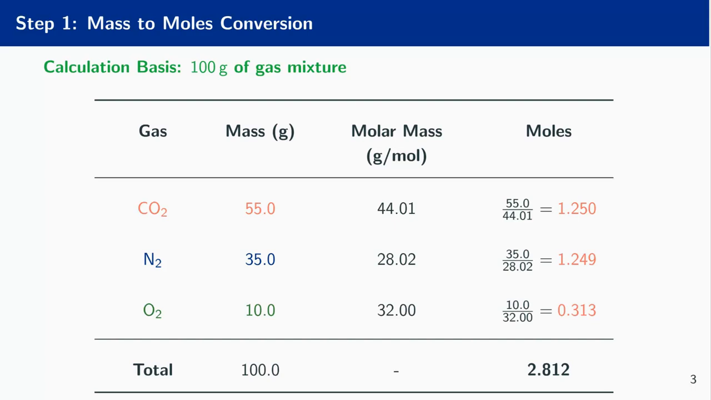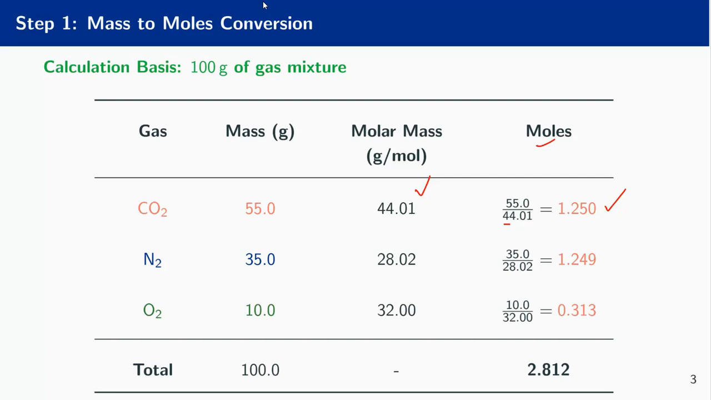For carbon dioxide, we have mass 55 gram and molar mass of carbon dioxide is 44.01. So from here we can easily calculate moles. 55.0 divided by 44.01, so that will be 1.250.